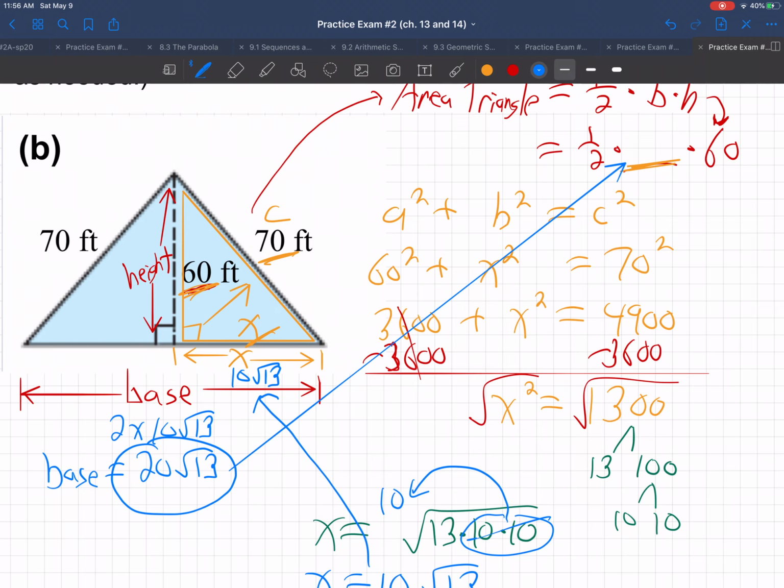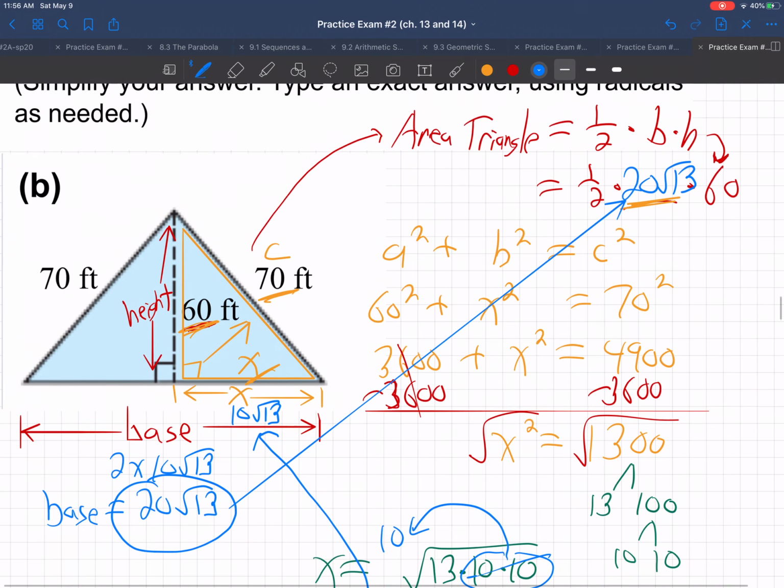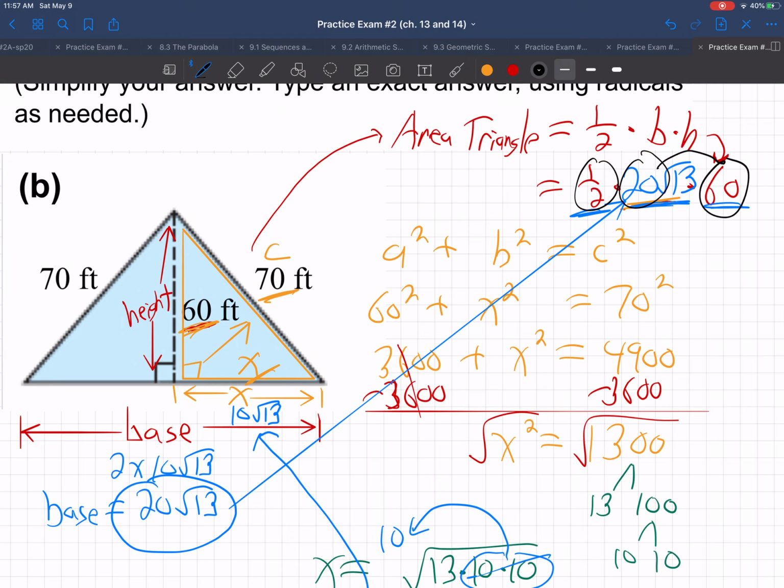So now we grab that base and we bring it right there. Plug it in. 20 root 13. So we can find the area of the triangle now. We have a half times 20 root 13 times 60. So on your calculator, go ahead and multiply a half times 20. You know, half of 20, 10 times 60. Multiply all the numbers that are outside of the roots, and you'll get 600, and then we just leave the root 13.